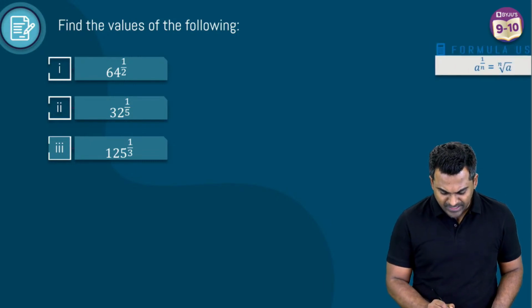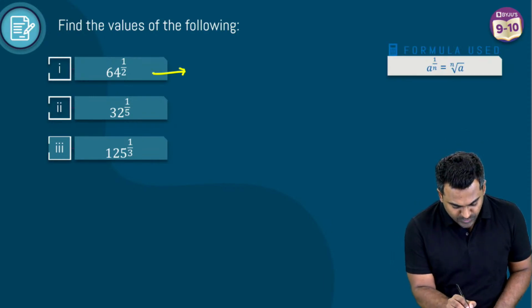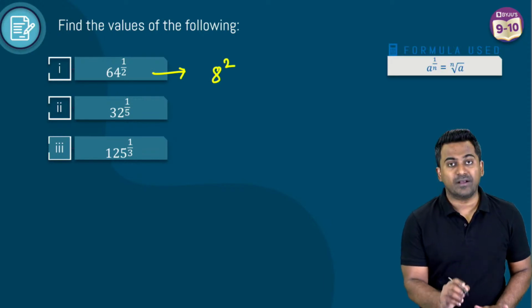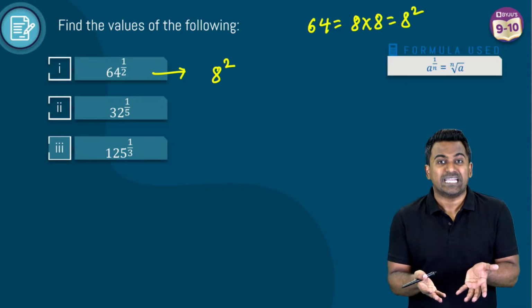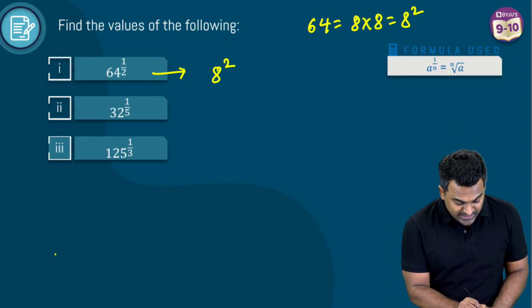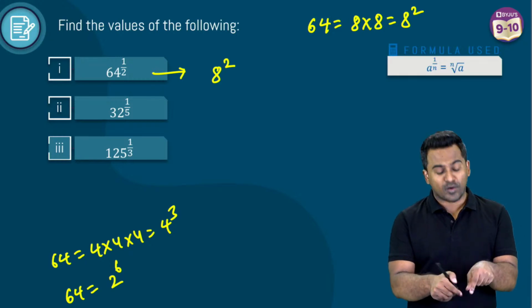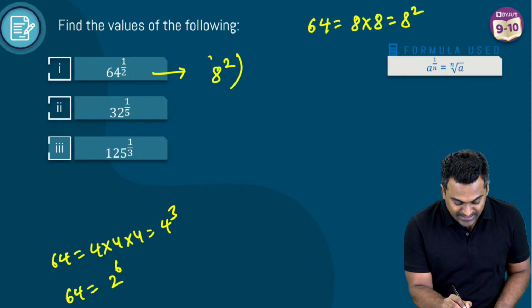What formula are we using here, by the way? A to the power 1 by n is the nth root of a. I've already taught you that, right? You see the power is 1 by 2. So 64 can be written like 8 times 8, which is 8 square. Now you must be asking, why are you only writing it in the form of a square? You just said that 64 is also 4 times 4 times 4, which is 4 cube, and 64 is also equal to 2 to the power 6. I'm writing it in the form of a square because the power is 1 by 2. That's the reason why, because it will get cancelled out.